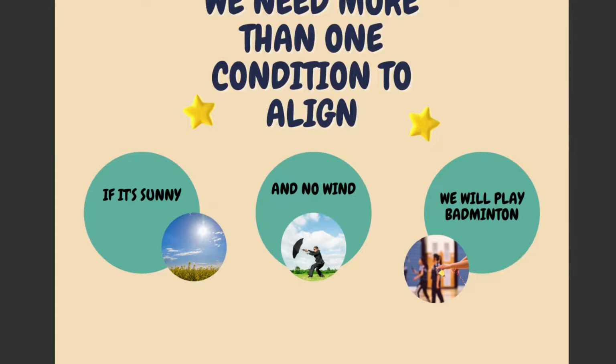There are also cases where we need all the stars to align and we need multiple conditions to happen at the same time. So for example, we tell someone if it's sunny and there's no wind, we'll go to play badminton. So it's not enough for it to just be sunny. We also need it to not be windy as well. So if it's raining, we can't play. If it's sunny, but if it's windy, we can't play either. So we need both of those conditions to happen at the same time.